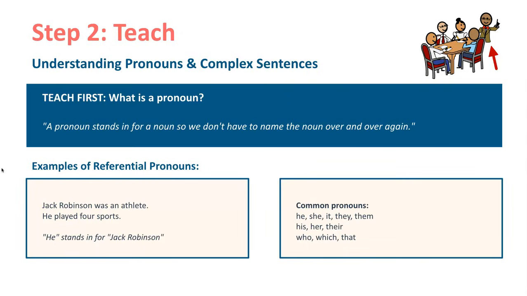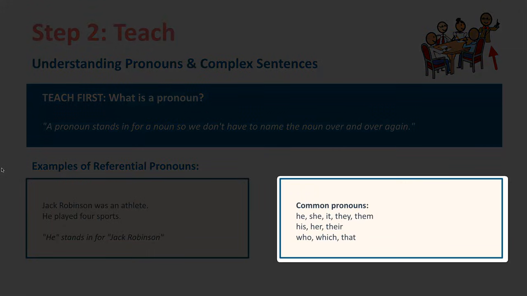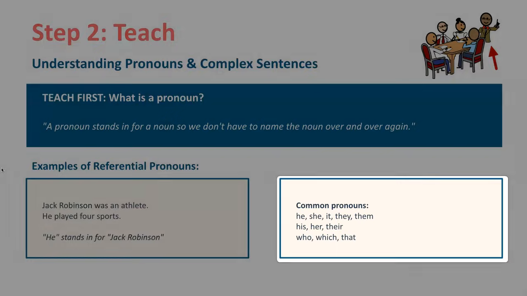Right, "Jack Robinson." He is a pronoun that stands in for Jack Robinson's name. Common pronouns include he, she, it, they, them, her, his, their, who, which, and that. When we read, we need to stop to make sure we know what each pronoun refers to.